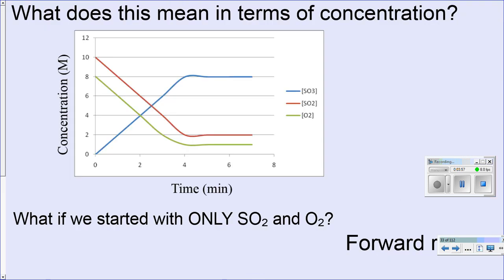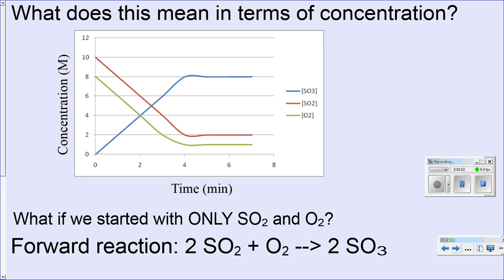So this graph right here, if we started with only SO2 and O2, so in this particular reaction, we have SO2 and O2, and you can look at this on the graph. We're starting with SO2 and O2, and we start with 0 SO3 in this container. So if we start with just those two starting reactants, they're going to begin to react, and we're going to start to see some SO3.